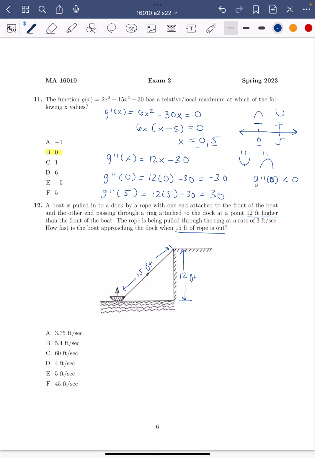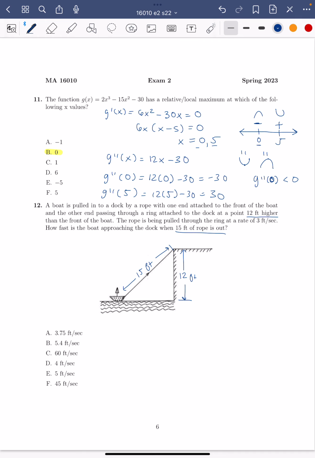Now, it's asking the rate of the boat with respect to the rate of the rope being pulled. Because we're relating one rate to another, we have a related rate problem. This is really common. It's very similar to the ladder problems, and I saw a baseball diamond on one of the other ones. But essentially, we're going to use the Pythagorean theorem to set up this related rate.